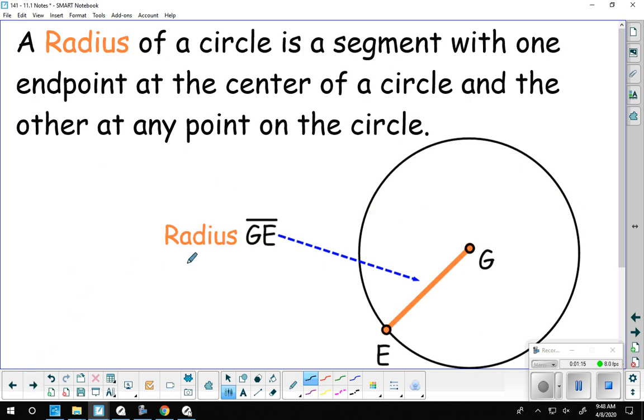A radius is a segment with one endpoint at the center of a circle and the other at any point on the circle. So that's a radius. This could be a radius. This could be a radius. This could be a radius, right? And all the way around. So this specific one that they have in orange here would be called radius GE.